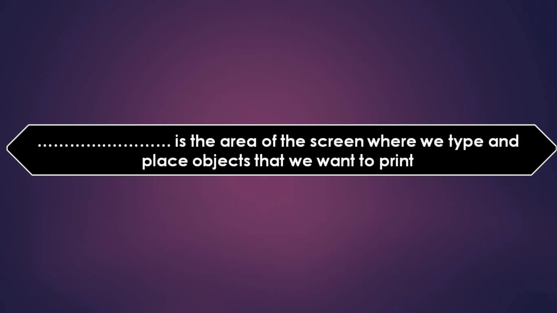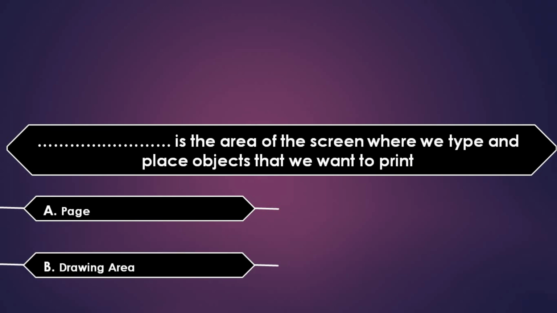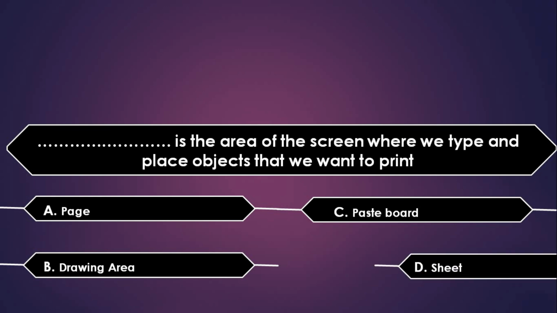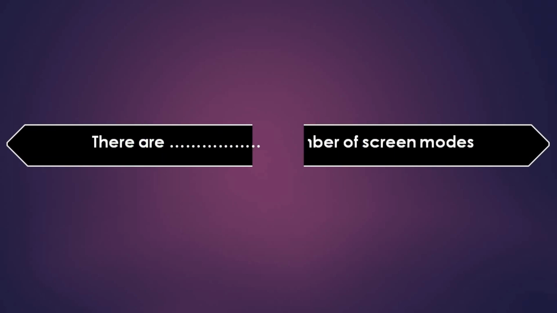Dash is an area of the screen where we type and place objects that we want to print. A. Page. B. Drawing area. C. Pasteboard. D. Sheet. The right answer is page. So page is the area of the screen where we type and place objects that we want to print. Moving on to the next question.